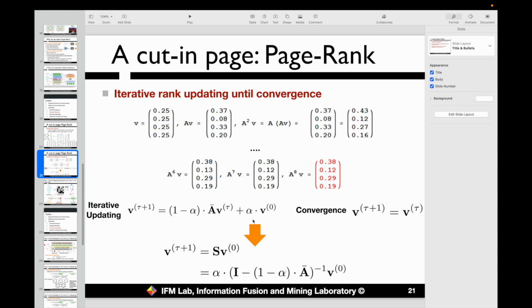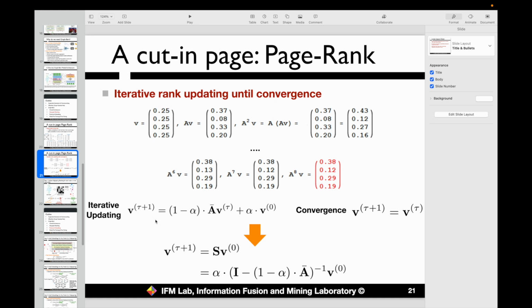What do we mean by until convergence? If we see that V tau plus 1 equals V tau, then we can say we have achieved convergence already. Then we can have a very interesting observation, because if we can achieve convergence, in other words, V tau will be equal to V tau plus 1. And we can replace V tau with V tau plus 1. Then we can actually have one solution for V tau plus 1. It will be equal to the S matrix times V0.